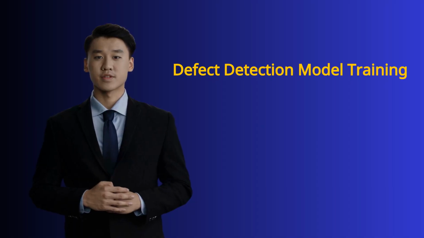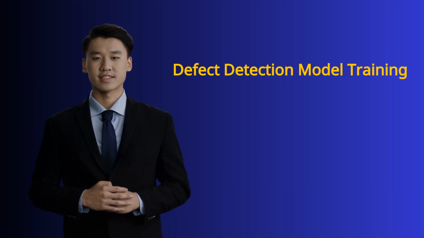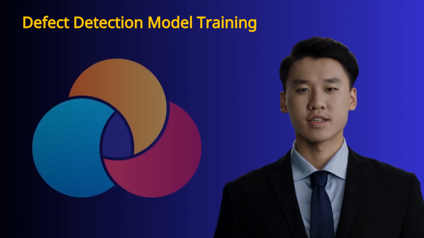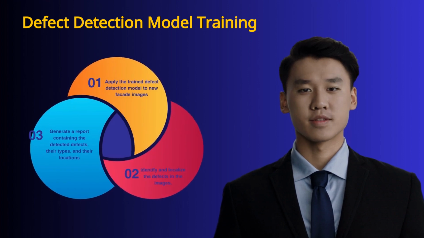Defect detection model training. Optimize the defect detection model to detect accurately and classify different types of defects in the facades. Train a defect detection model using the annotated dataset. There are 3 steps in defect detection model training.